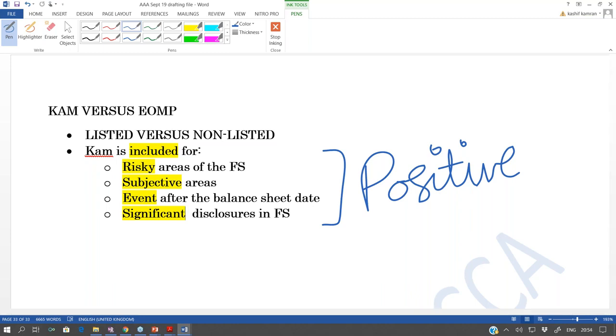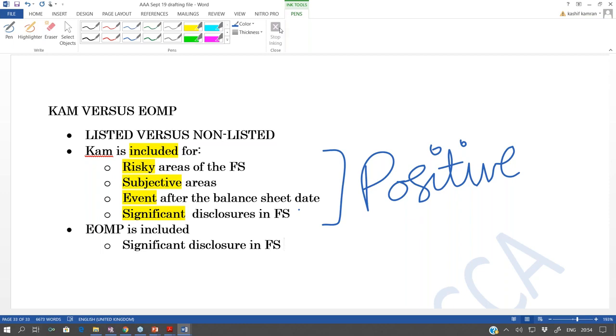So CAM is broader, right? CAM is so broad, it includes risky areas, subjective areas, events after the balance sheet date, and significant disclosures in the financial statements. Now, when you compare that with an emphasis of matter paragraph, an emphasis of matter paragraph is included only for one thing, that is significant disclosures in financial statements.